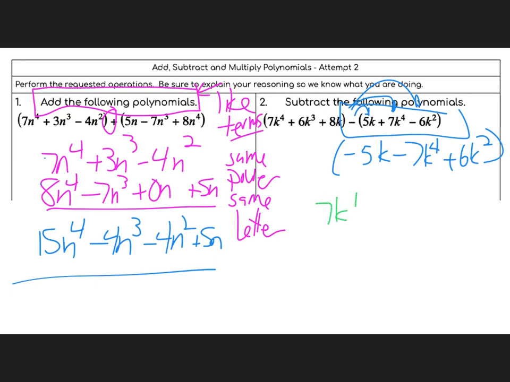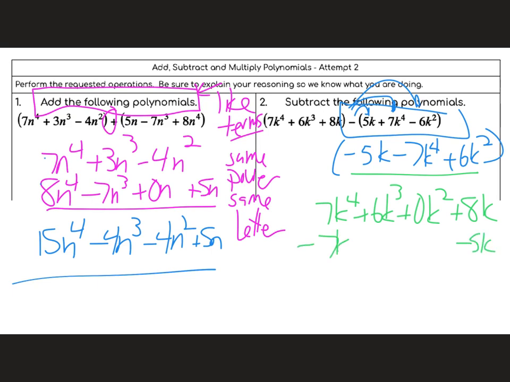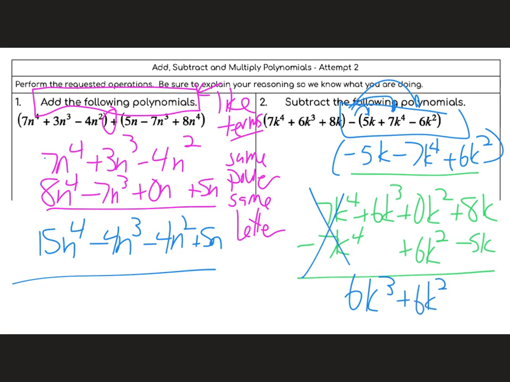So we have 7k to the 4th, 6k cubed. We don't have any k squareds, but we do have an 8k. And then, look here, we have negative 5k, so let's put that under here. Negative 7k to the 4th, and then a 6k squared. Combine like terms. Add them up. Those cancel. 6k cubed, 6k squared. 8 plus negative 5 is 3. And we have done that page. If any of that is super confusing, feel free to look at our videos on that. If you have questions, let us know.